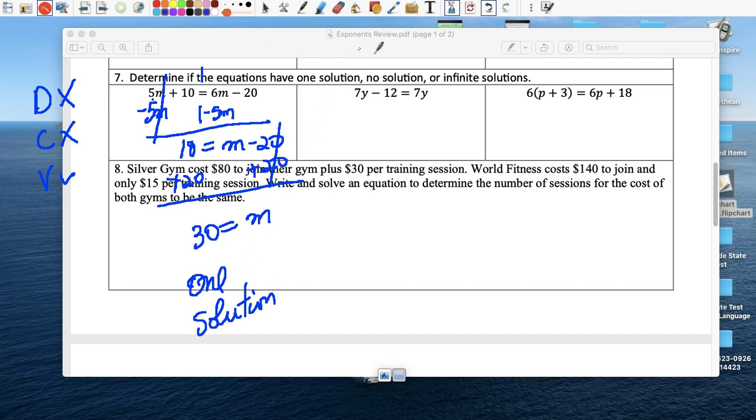Next one. Notice that the left side and the right side are very similar, but not quite. So distributive property, no. Combine like terms, no. Variables on both sides, yes. So let's get rid of the variables here. They're both 7y, so minus 7y here and minus 7y here. That goes away. I bring negative 12 down, equals, and 7y minus 7y is 0. Notice that that is not a true statement. Negative 12 is never going to be equal to 0. So that tells you that this is a no solution problem.